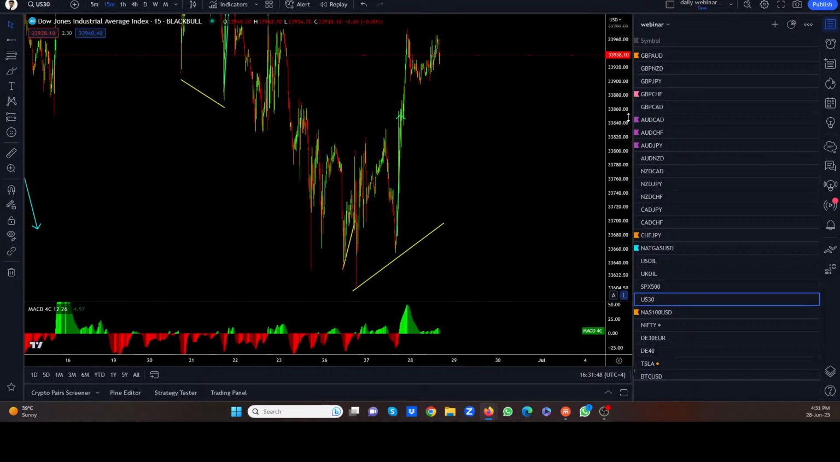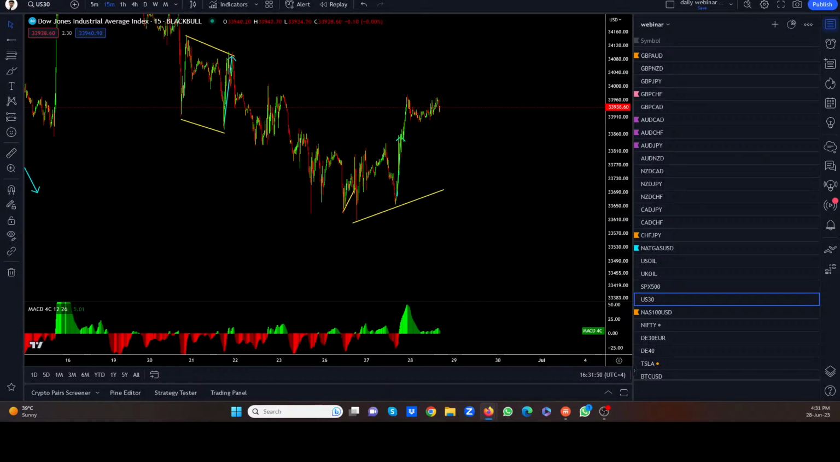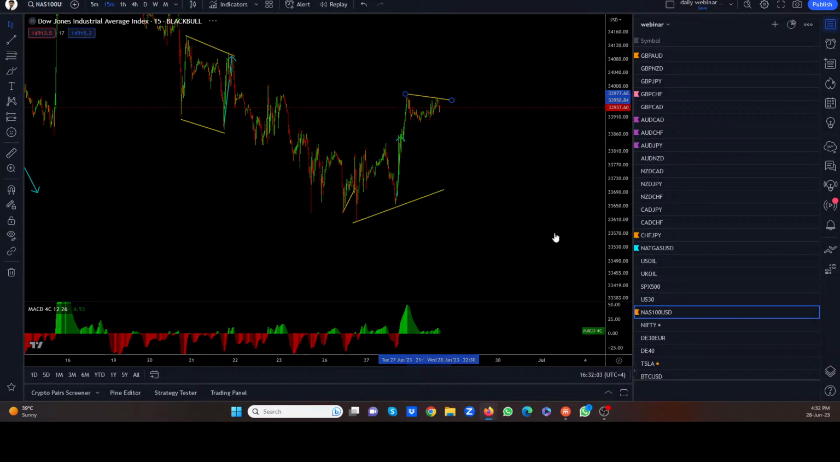US 30. This one is definitely upside. It's coming down, but it's upside. So this is going to come back here, probably retest this low and then up. So that's a buy setup.